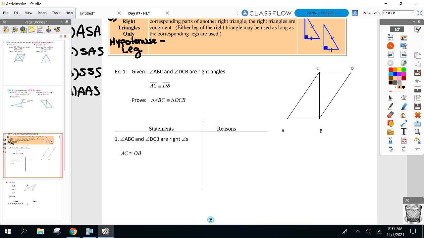So ABC is a right angle. DCB is a right angle. Got it. Everyone ready? AC is congruent to DB. What did we just mark congruent in those two triangles? Those are the hypoteni, right? Everyone agrees they're across from the right angle. So you just marked the hypoteni congruent. And it's already written in there for you. Look, you're welcome.